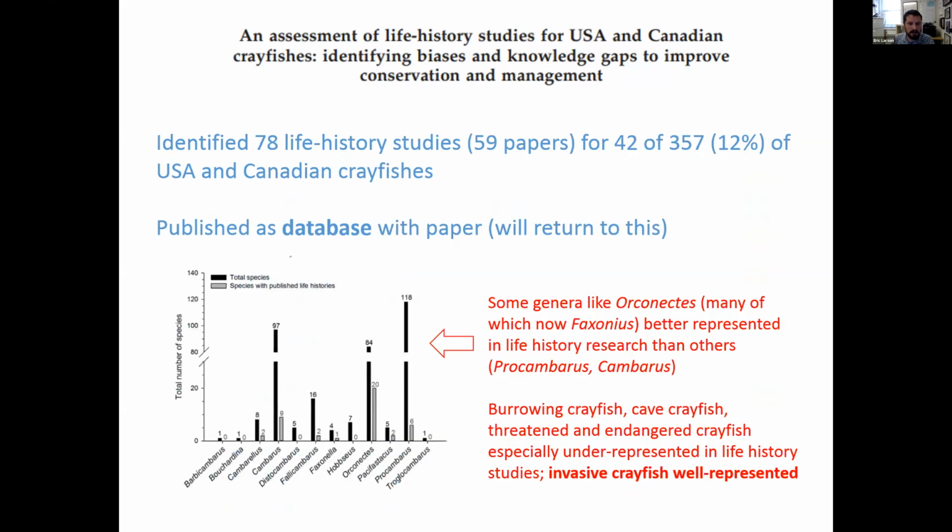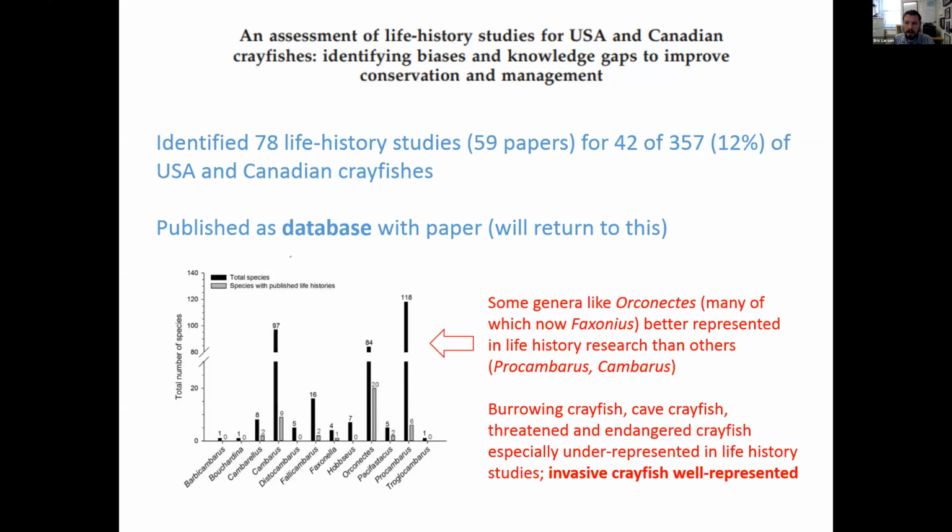But as part of this literature review on crayfish life histories, we identified a total of 78 life history studies and 59 papers, and so that means some papers covered more than one species. And this represented life history studies for about 12% of the 357 crayfish species in the US and Canada. And so that's a big number, 357, because like freshwater mussels or freshwater fish, we have really high diversity, say in the southeastern US and in the Tennessee River, in Alabama, Georgia, Florida.